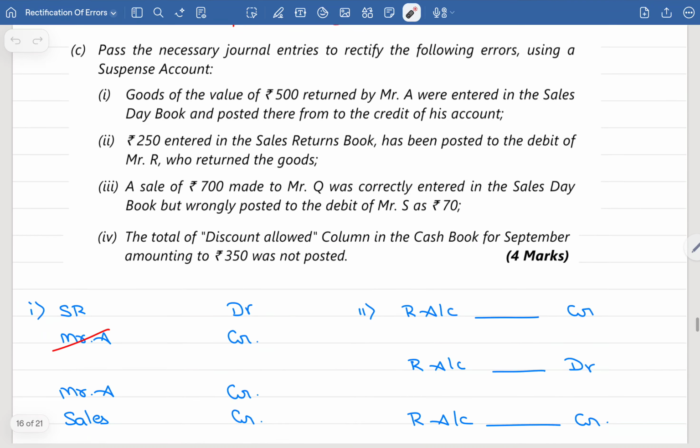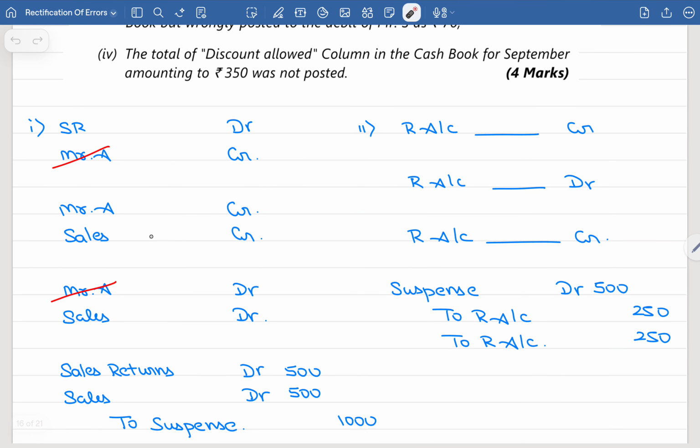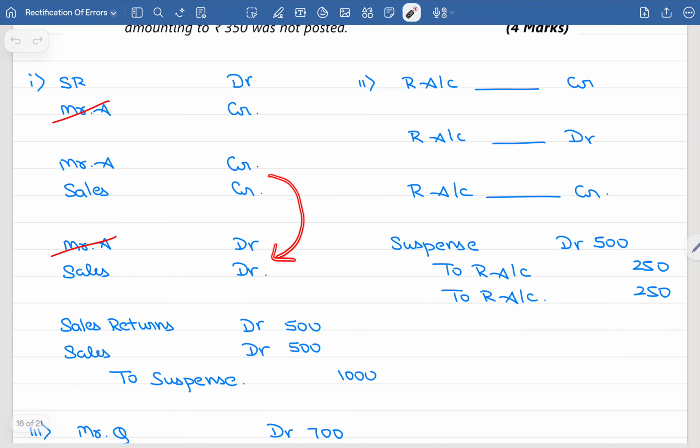So let us see how to rectify that. Correct journal entry: sales returns account debited to Mr. A account. What they have done: Mr. A account credited and sales account is also credited, so this entry is wrong. So this entry I have to reverse now. Mr. A account is credited earlier, I will debit it. Sales account is credited earlier, I will debit it. So now see entry number 1 and entry number 3. Sales returns account debit 500. Sales account debit 500.